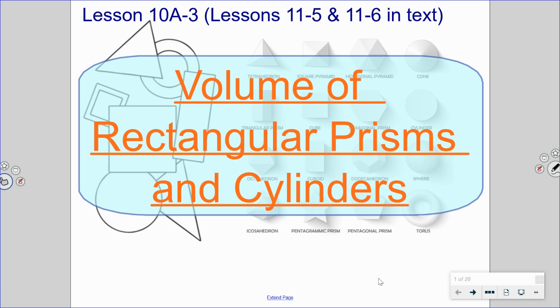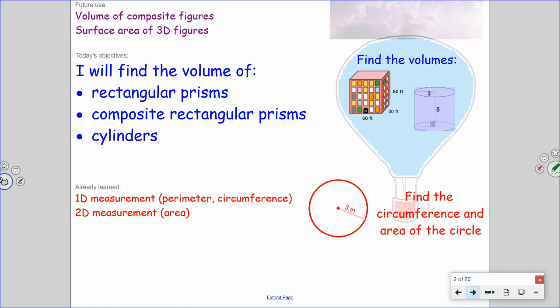Welcome back, everybody. Lesson 10A-3. Actually, it's really two sections in our textbook: volume of rectangular prisms and cylinders. No homework to review for today.